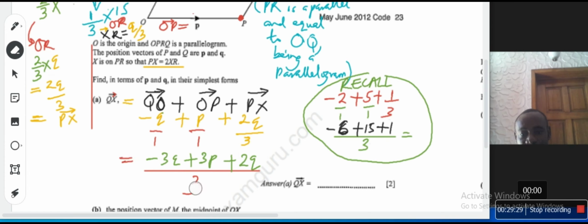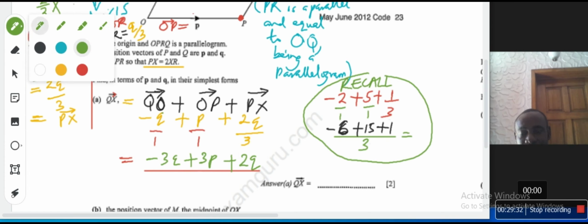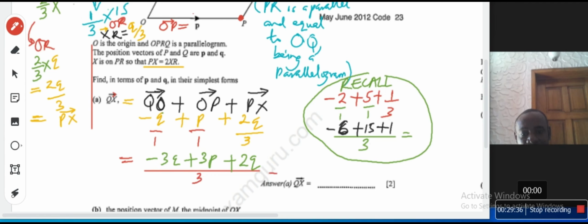So what should be the final answer? Simplify. What will you get? Minus 3q plus 2q. What will it give you? Minus 1q. So for 3p, it is better to write the positive one first. So that would be 3p minus 1q, which is just q, over 3, which is the answer.